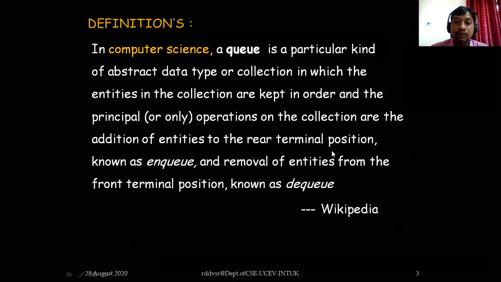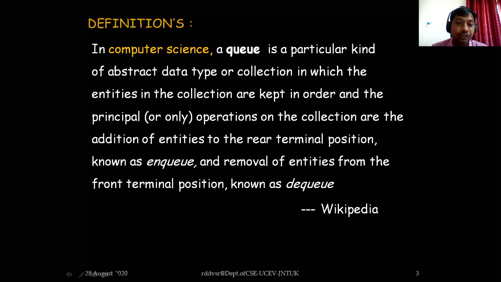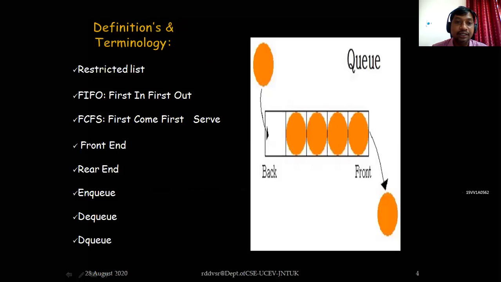So let us move to the next content. Here is an example. It is basically a restricted list, first in first out. We often call it first in first out, FIFO, and sometimes we call it first come first serve, FCFS.